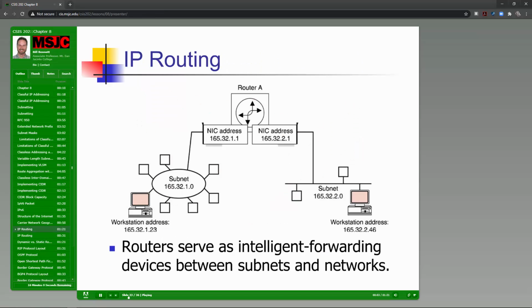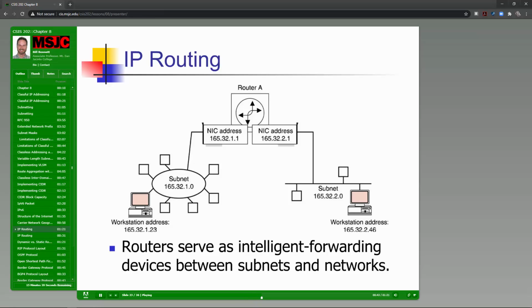We're going to talk a little bit about routing now, specifically IP routing, and so you should be familiar with the fact that a router is the device that we use to route information from one network to another. As the bulleted point here says, routers serve as intelligent forwarding devices between subnets and networks. The important thing to note here would be just to look at the network interfaces, the addresses that are assigned to these network interfaces for router A, and notice that they are attached to two separate networks, and the fact that the network address is different.